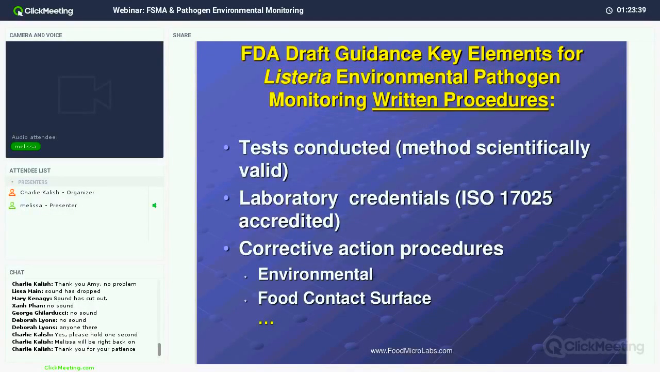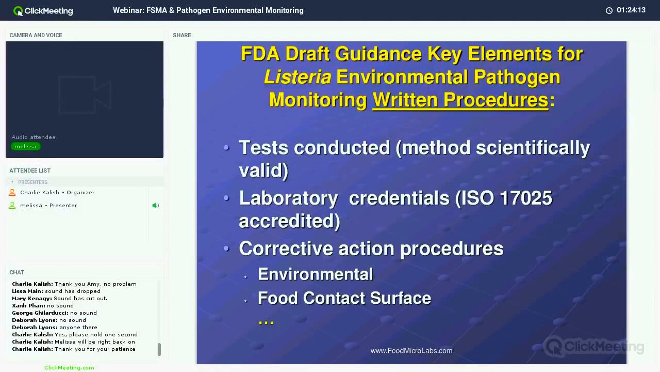The tests need to be conducted with a scientifically valid method, one that's AOAC approved, for example. It's an enrichment method that detects presence or absence of the pathogen or pathogen indicator. They talk a little about laboratory credentials, and they brought up ISO 17025 accreditation, which is consistent with what their recommendations were for laboratories to support the supplier verification and foreign supplier verification.